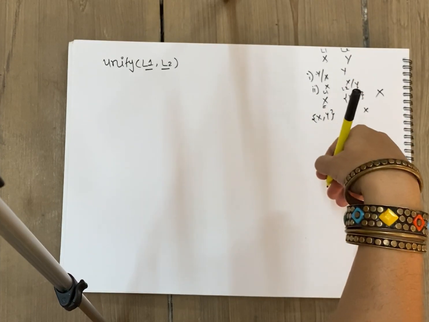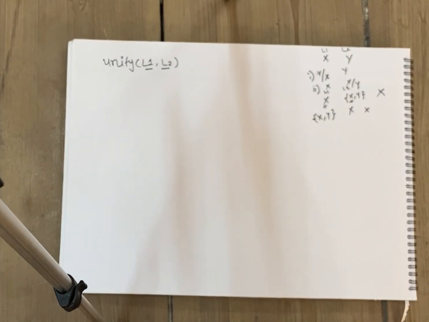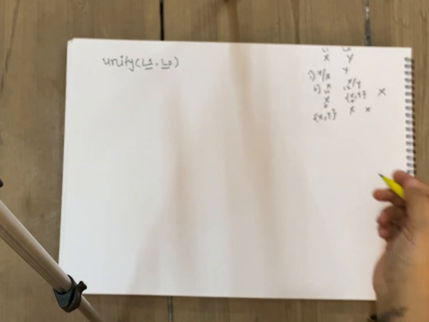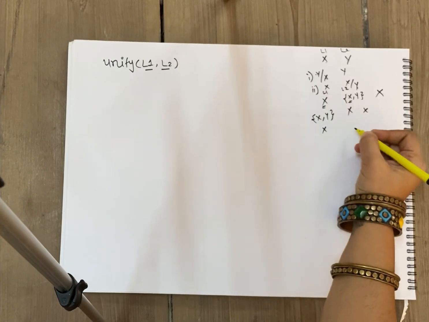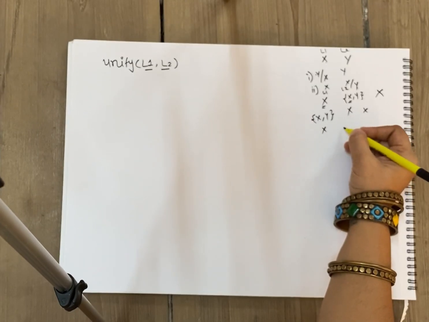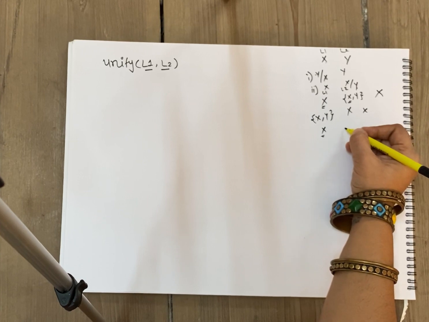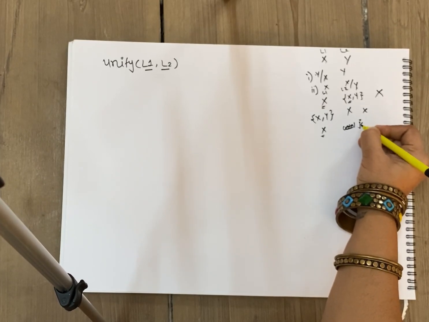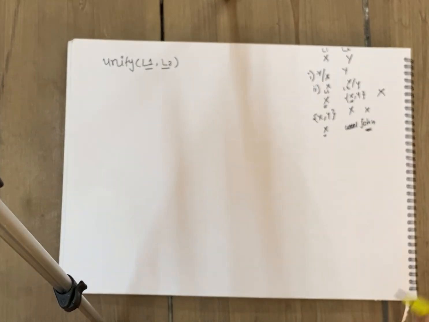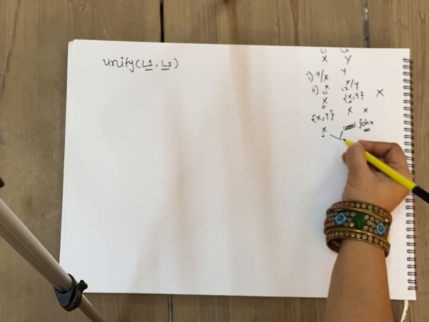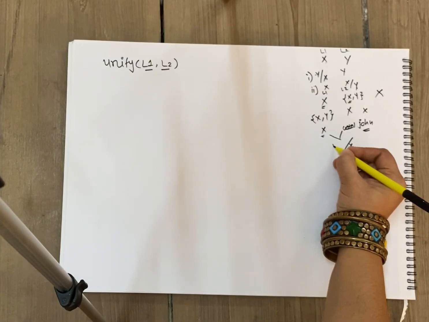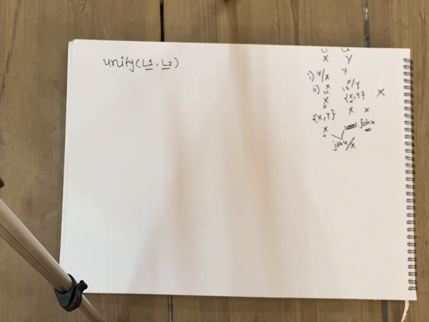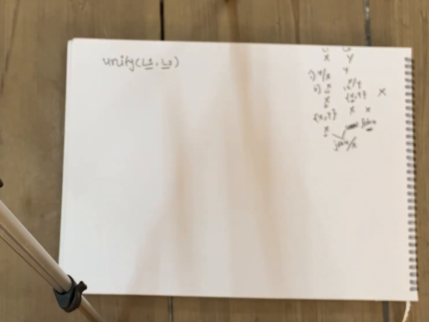Now what is the next possibility? The next possibility is you don't have two variables. You have an atom and a variable. So suppose L1 is x, a variable, and let us say L2 is winter, or let us say John. So this is an atomic value, a fixed value, and this is a variable. If you want to unify them, unification is only possible when the value of x can be substituted by the value John. If this is possible, then only unification is possible.